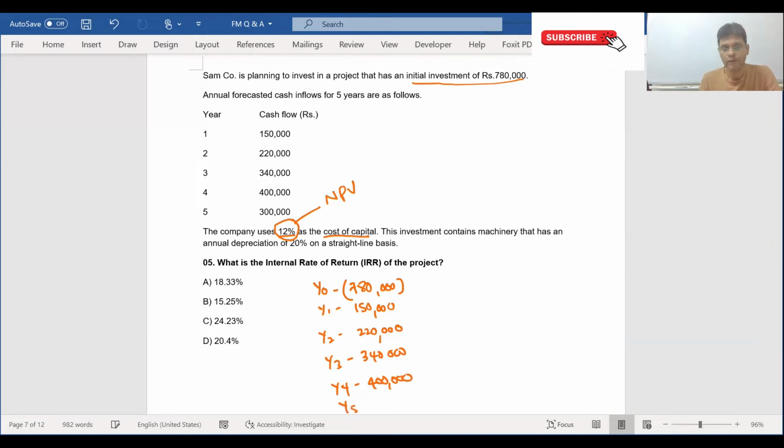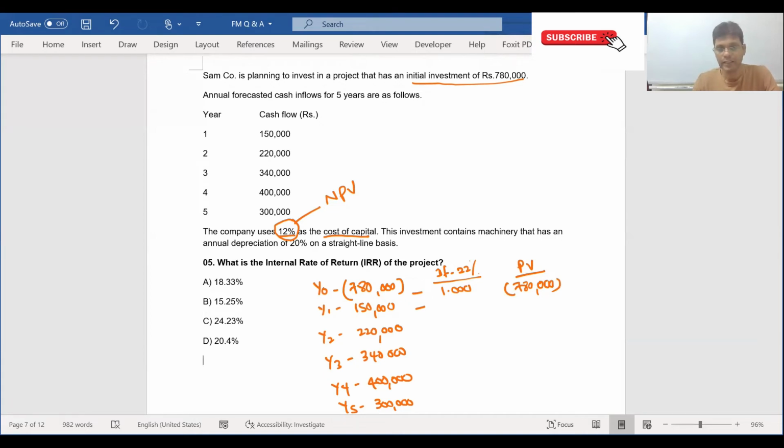Year 5, again 300,000. Okay, now let's take the discounting factor. As I told you, I will take a higher discounting factor rate of 22%. In year 0 it's a current value, therefore the discounting factor will be 1. Then this is the present value. Present value also will be 780,000, because 780 times 1 will be 780.